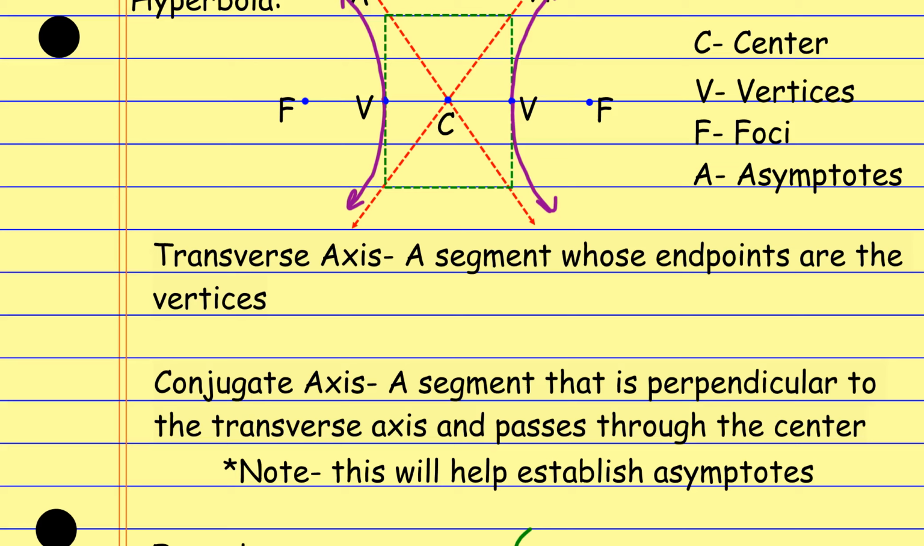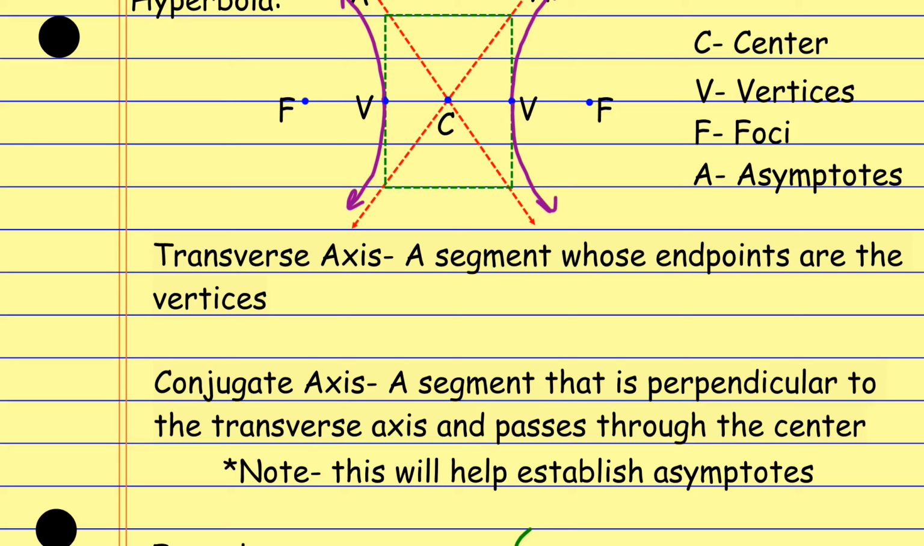We treat these almost exactly the same as the major and minor, but it doesn't have that stigma on it of the major having to be larger. Here the transverse doesn't have to be larger than the conjugate. The conjugate axis is just the other axis then. It's the axis that's perpendicular to the transverse axis, and it has to go through the center. The whole point is that we're going to use that to establish the asymptotes.